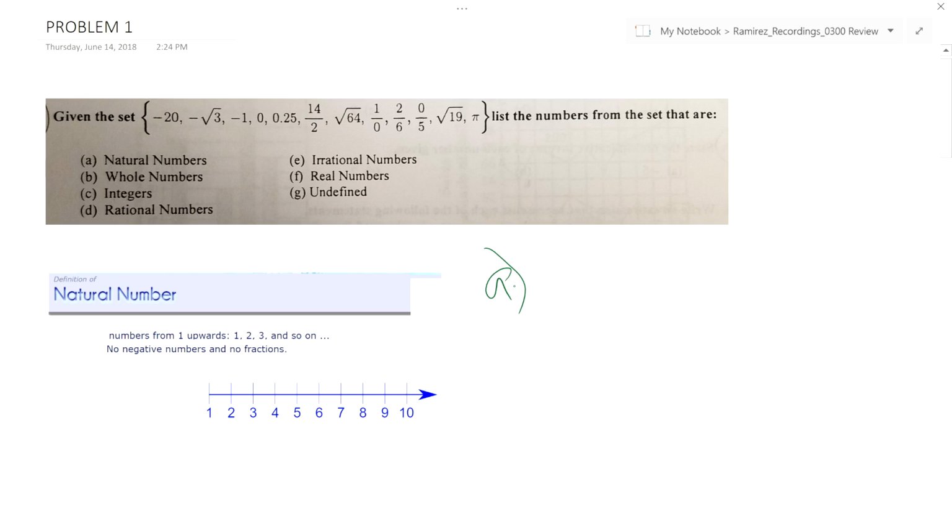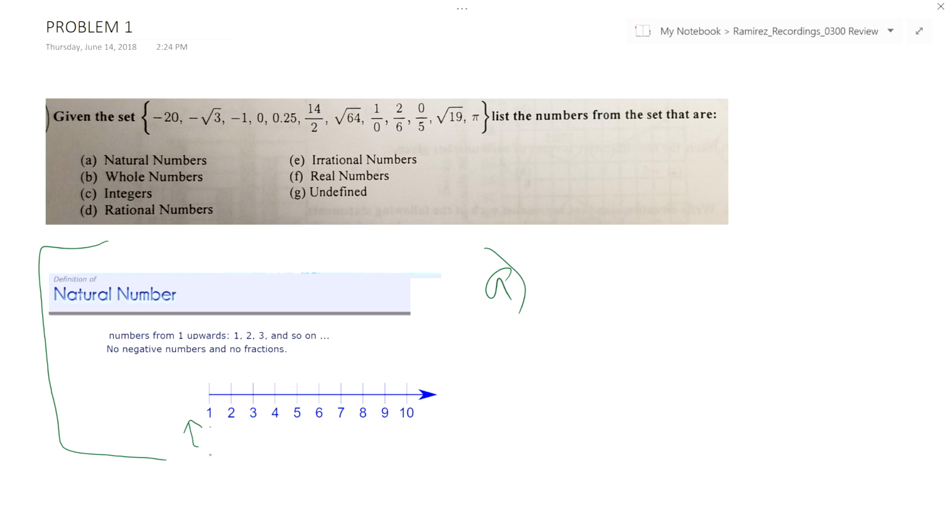If we look at our set, we see a whole bunch of fractions, some square roots, pi, and some decimals, then 0 divided by 5, then 1 over 0. Here we have the definition for natural numbers. A natural number is a number from 1 upwards: 1, 2, 3, 4, 5, all the way up to infinity. Notice that there is no 0, we start right off the bat at 1. So we have to look at our set and see which ones meet the criteria.